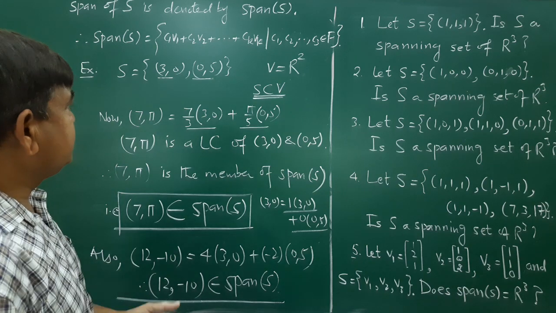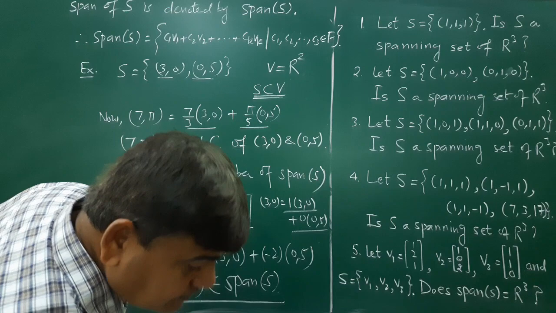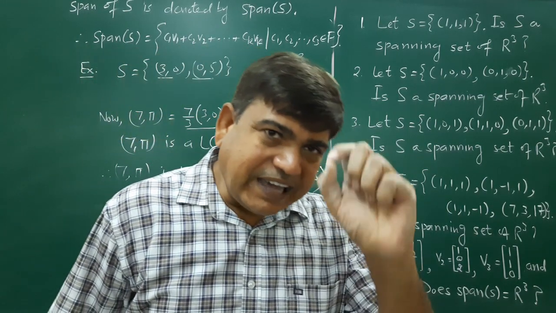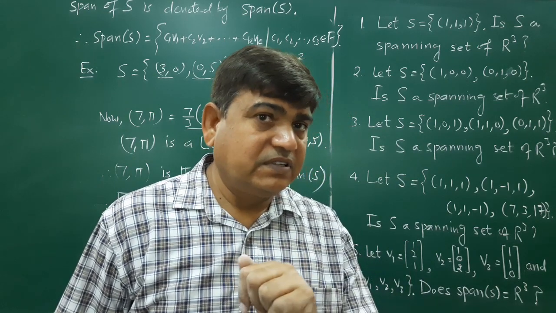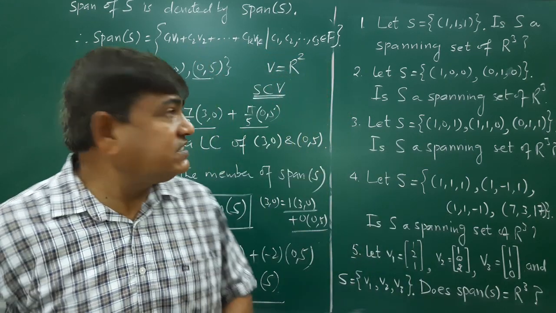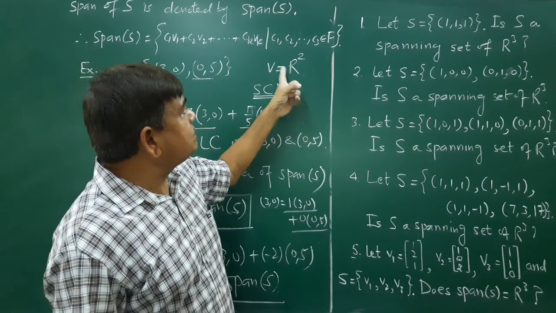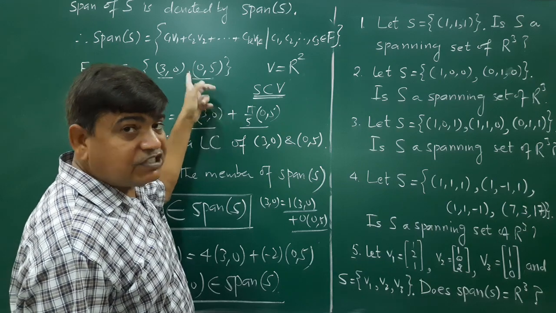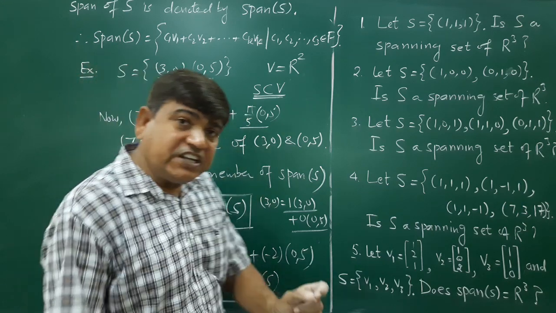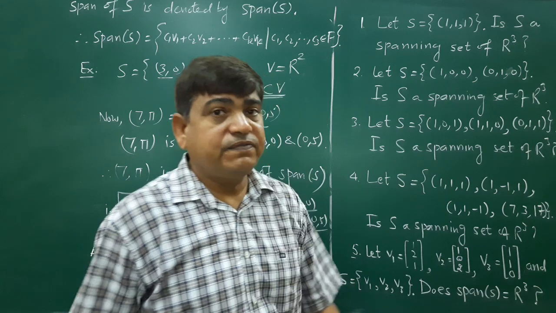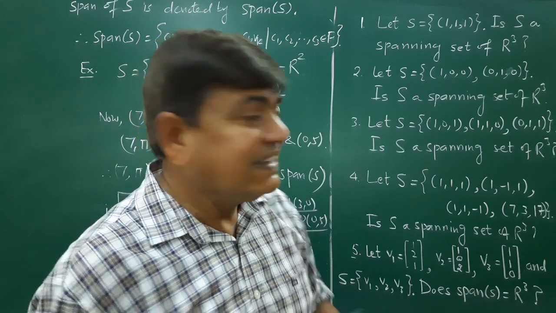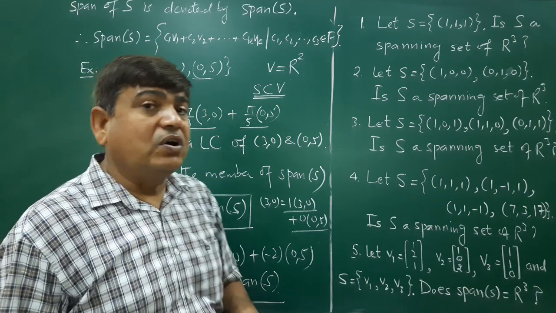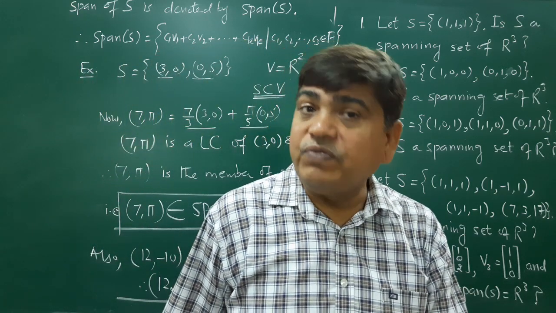Now the next question is, I will extend this question. Can we write, listen, can we write every member of V as a linear combination of these two? If it is possible, then the set S is called spanning set of V.